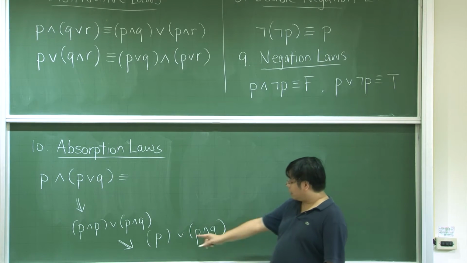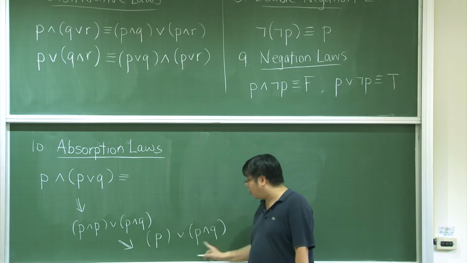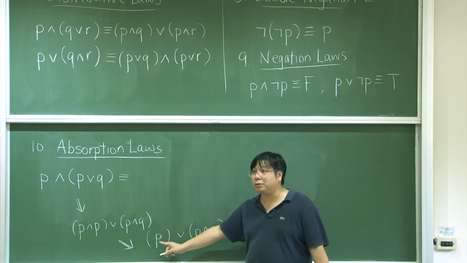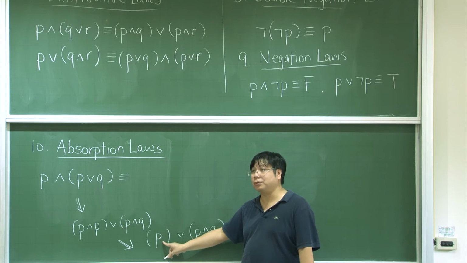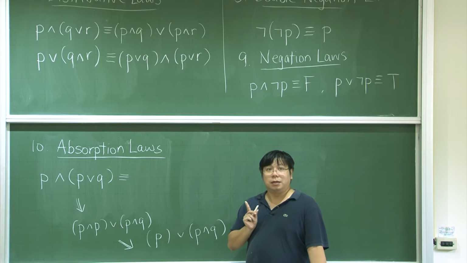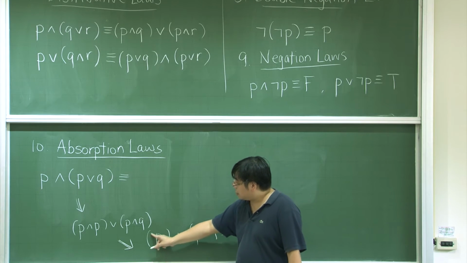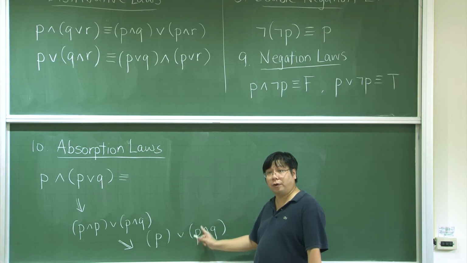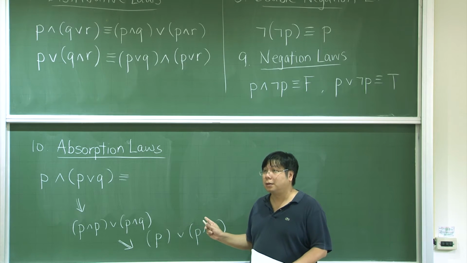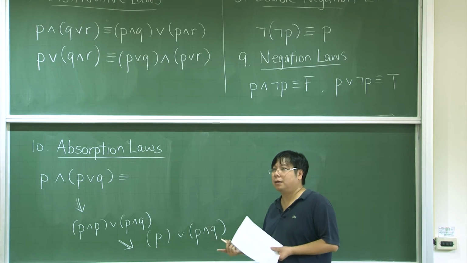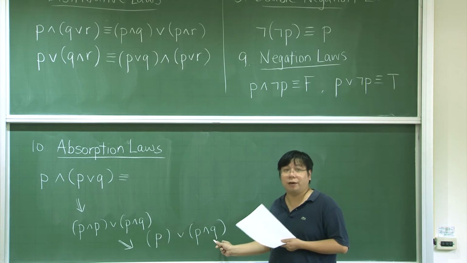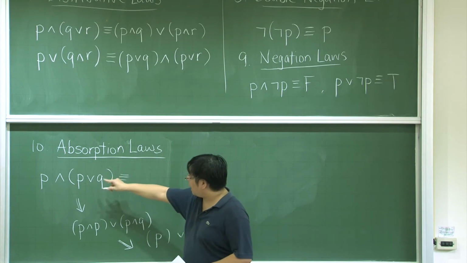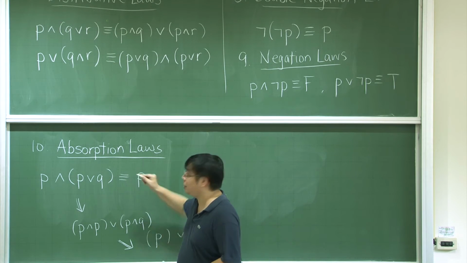Now look at it. If P is true, then this is an or, so you get a true already. If P is true, this will be true, because this part is true. True or something is true. Now if P is false, what will happen? If P is false, this side is false, and this little part is also false. False or false is still false. So what does it mean? It means that Q doesn't matter. We didn't actually discuss what the value of Q is. Q is gone. It is absorbed. So P and (P or Q) turns out to be P.